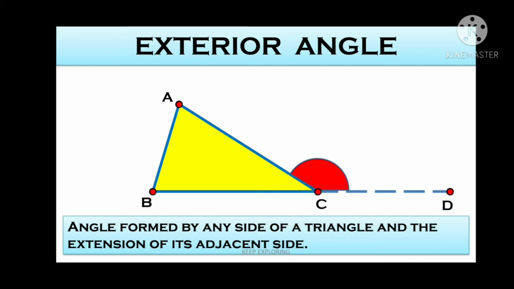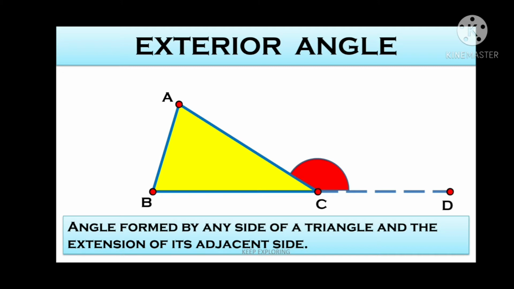So this angle is formed by any side of a triangle and the extension of its adjacent side. Here we have taken the side as AC and we have extended the adjacent side BC. So BC is adjacent to AC. So AC is the side and BC to D we have extended. The angle that is formed, that is angle ACD, the red angle, is called the exterior angle to the triangle. So this is the exterior angle.